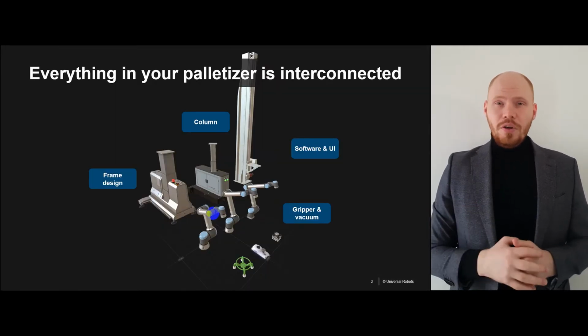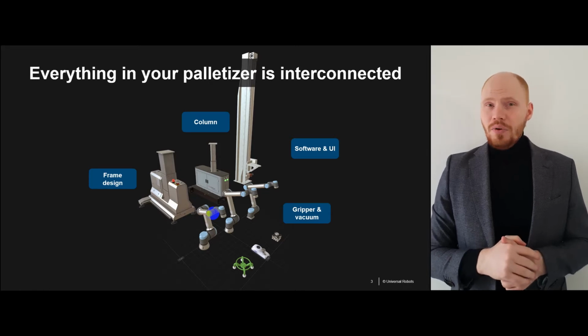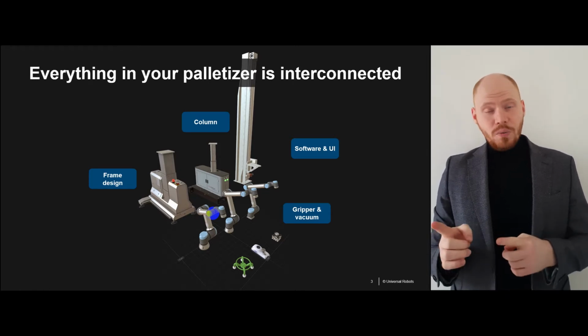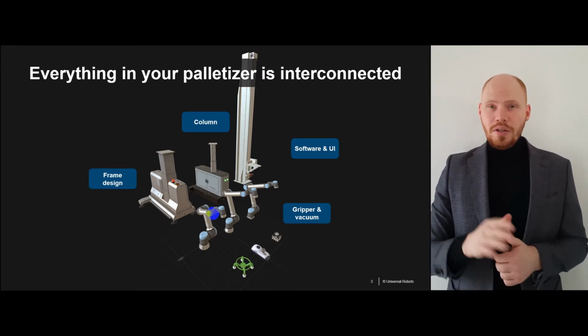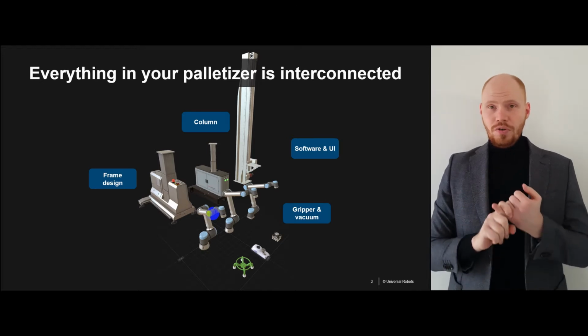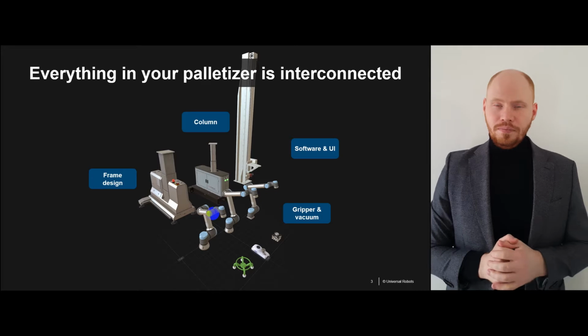Remember that everything in your palletizer is interconnected. Your design determines limits of applicability for your palletizer, and the right one has fewer limitations. You should look at these four areas first: general frame design, column, gripper, and software.